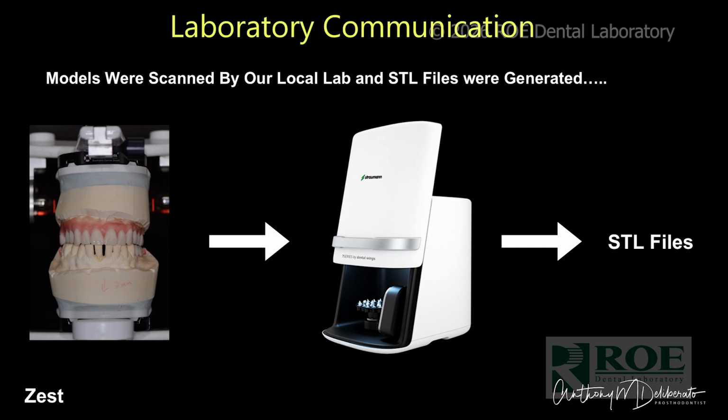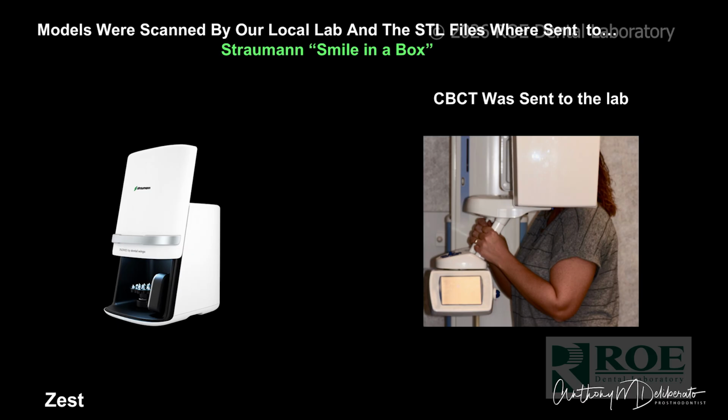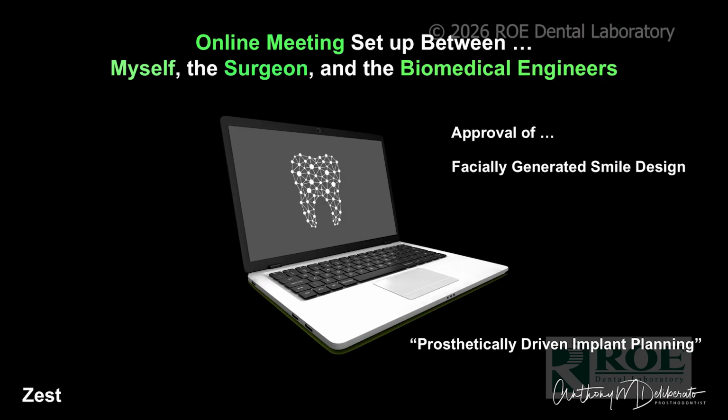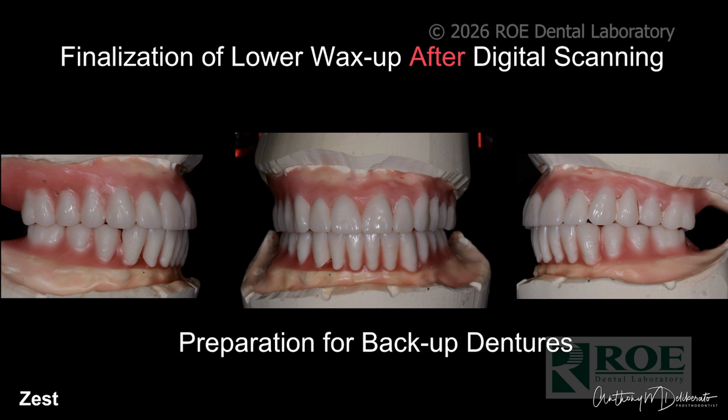So the lab is then going to scan my upper setup and the lower dentition. They're going to merge it with a CBCT and set up that online meeting between the surgeon, myself, and sometimes the lab technician. I'm going to approve the prosthetic design. And then once the lab has everything they need, we're going to do a lower setup because we want to have a backup denture just in case something happens that we can't load this case.